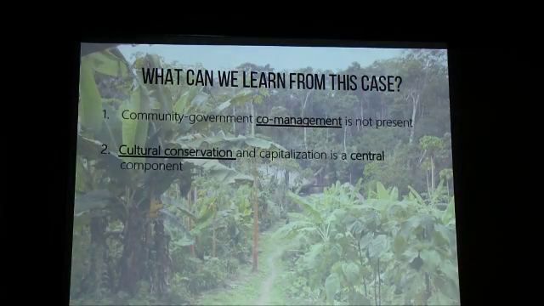In terms of what we can learn from this case, first of all, community government co-management is not present. The community worked with the government to obtain their land rights, but they are responsible for biodiversity conservation within their traditional lands. Second of all, cultural conservation and capitalization is a central part of this initiative. It's the primary focus of the initiative, and it's one of the primary things that actually has led to the success of the initiative.